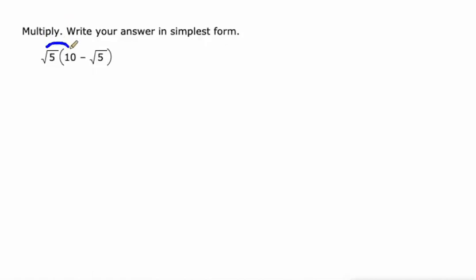All right, square root of 5 times 10. I'm going to distribute here. That's 10 square root of 5. That can't be simplified.